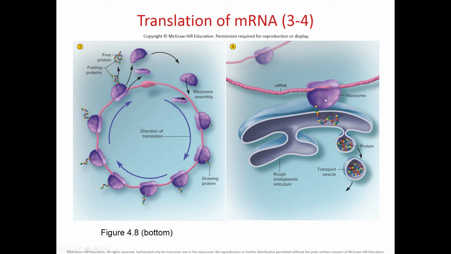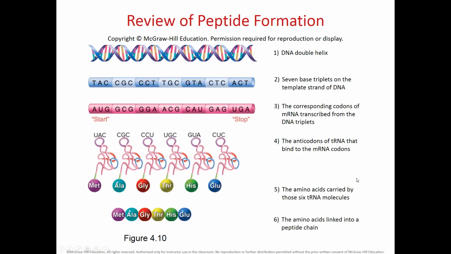And then once you make the proteins, you can put them into the rough endoplasmic reticulum. You can modify the proteins, and then they can go into transport vesicles that are going to reach the Golgi apparatus in order either to put them in vesicles as lysosomes or to export them out of the cells. So this is then the review of peptide formation.